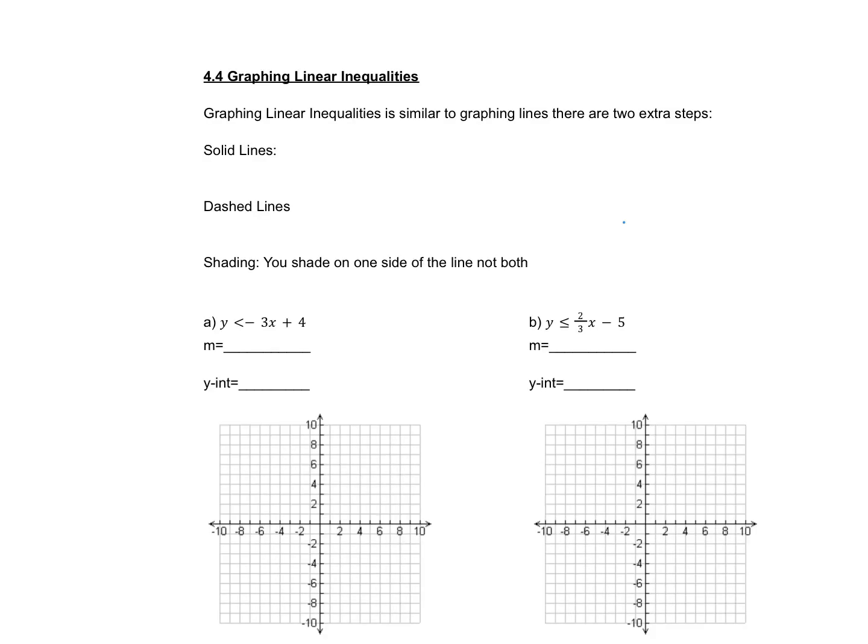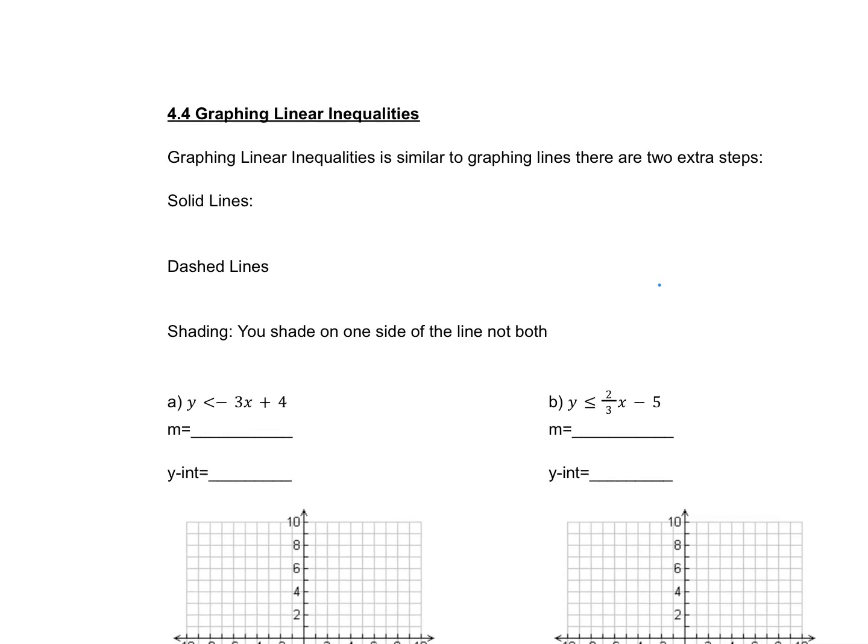All right, so section 4.4 is all about graphing linear inequalities. These are just equations of a line, or they're not equations, they're inequalities. So it looks the same as what we're used to from the last section, except this time instead of an equal sign, they have an inequality. You graph it the same way except for two things you have to do differently.